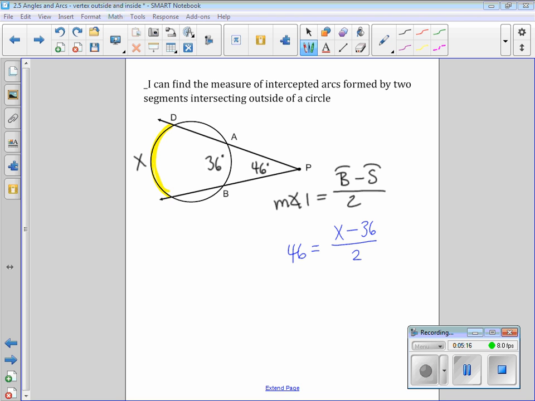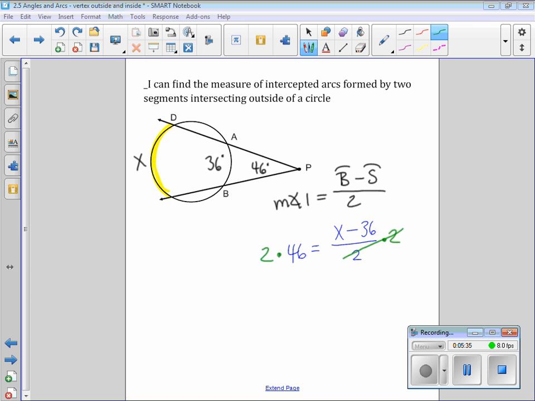Okay, remember, dividing by 2 is the same thing as multiplying by a half, so no big deal. You might multiply both sides by 2. You might take that 1/2 and send it through, whatever you like to do. But in this particular scenario, I'm going to multiply both sides by 2 to get rid of that division by 2.